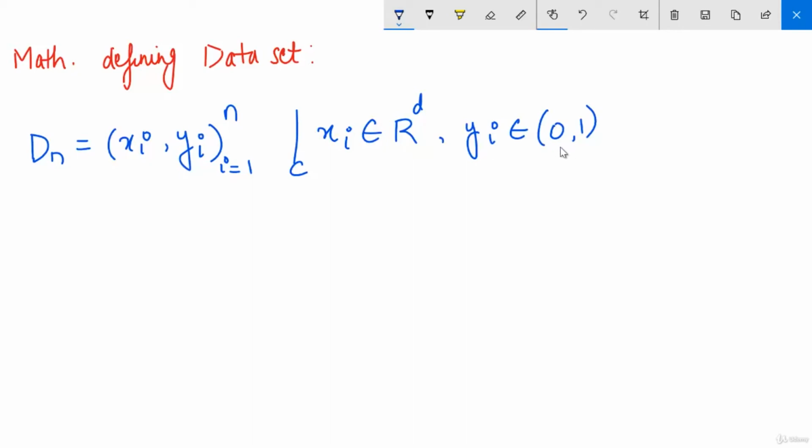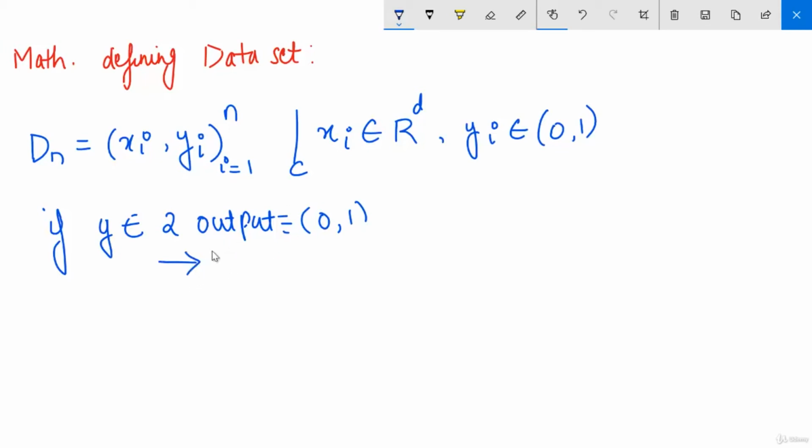I hope you are getting what I'm trying to say here. And there's also one more thing. If y belongs to two outputs, like yes or no, or 0 comma 1, it is known as binary classification.